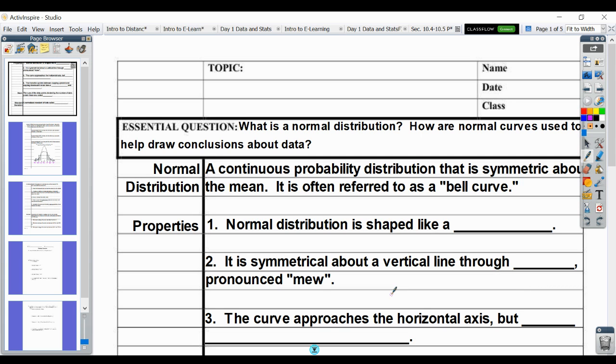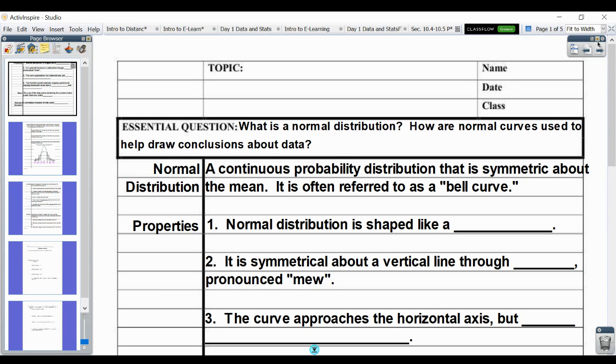Hello, our topic for today is we are beginning normal distributions. So the essential question, we need to lay the groundwork first. What is a normal distribution? And how are normal curves used to help draw conclusions about data?